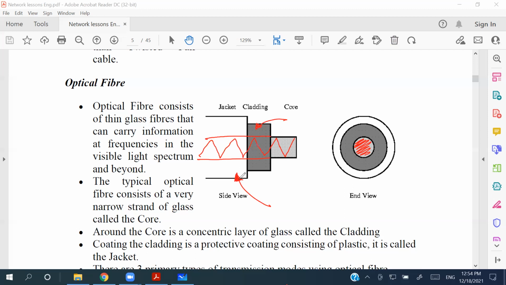Unlike the twisted pair and the coaxial, these cables need to be carefully handled, right? You can't bend them as you want. You can't do steep bending either. If you do, this glass tube is going to be destroyed. It will break from some particular point, and then you won't be able to communicate, right?